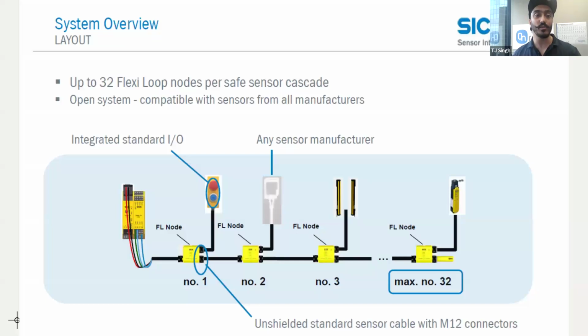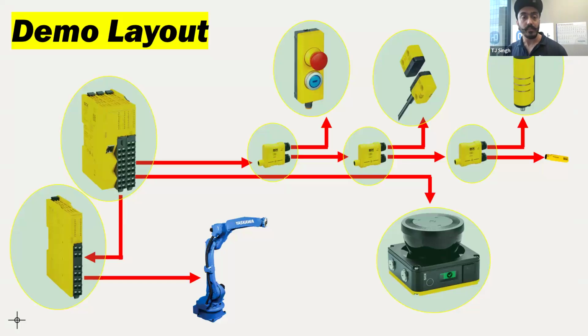And this is what a normal structure would look like: a safety controller, a FlexiLoop node connected in series with other nodes, and each node connected to a safety device. Can be any kind of safety device. And the best part is the system is brand agnostic. So you can just use any sensor or actuator from other manufacturers and use it on our system.